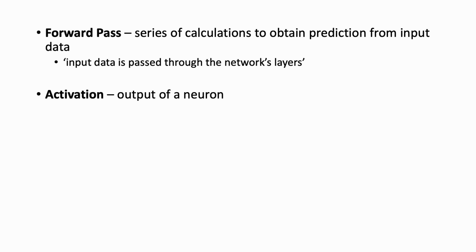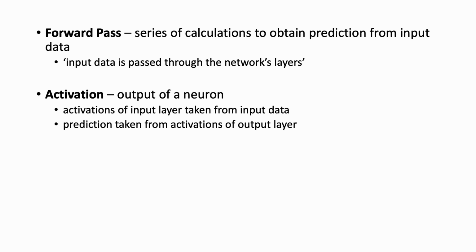A neuron's activation is just another way to say the output of the neuron. The activations of the input layer are taken from the input data, and then the predictions are taken from the activations of the output layer, which have been calculated by the network.